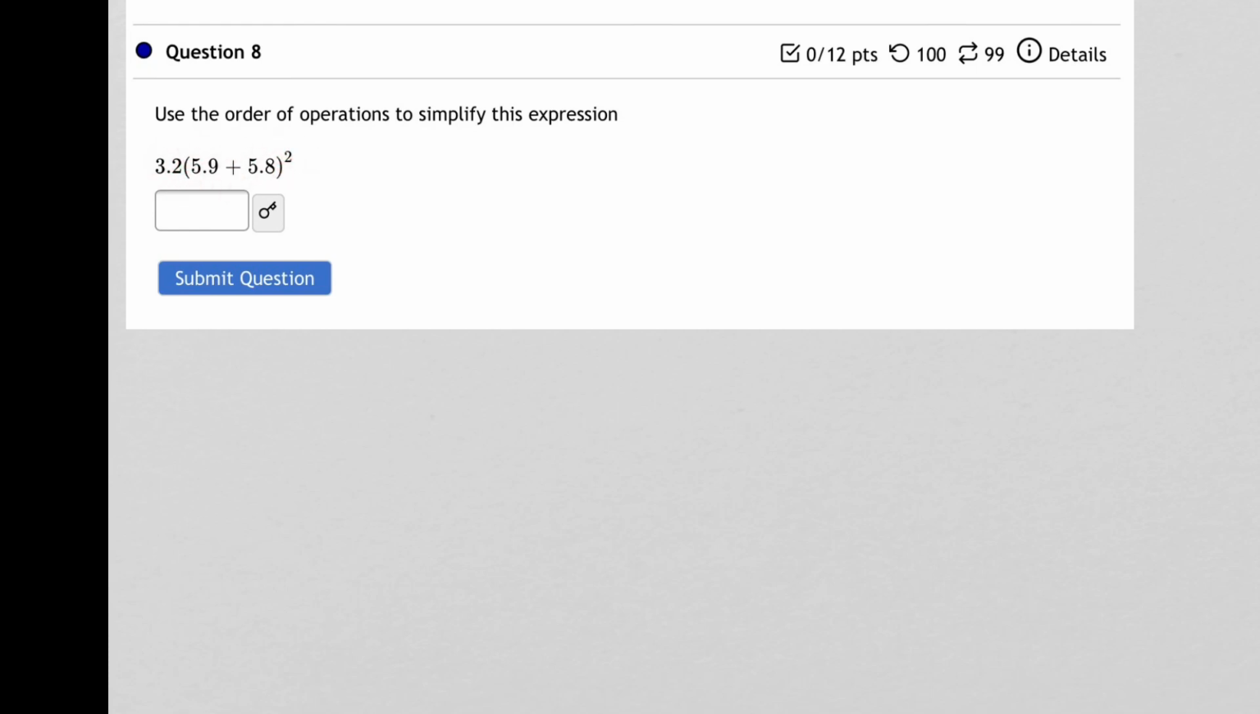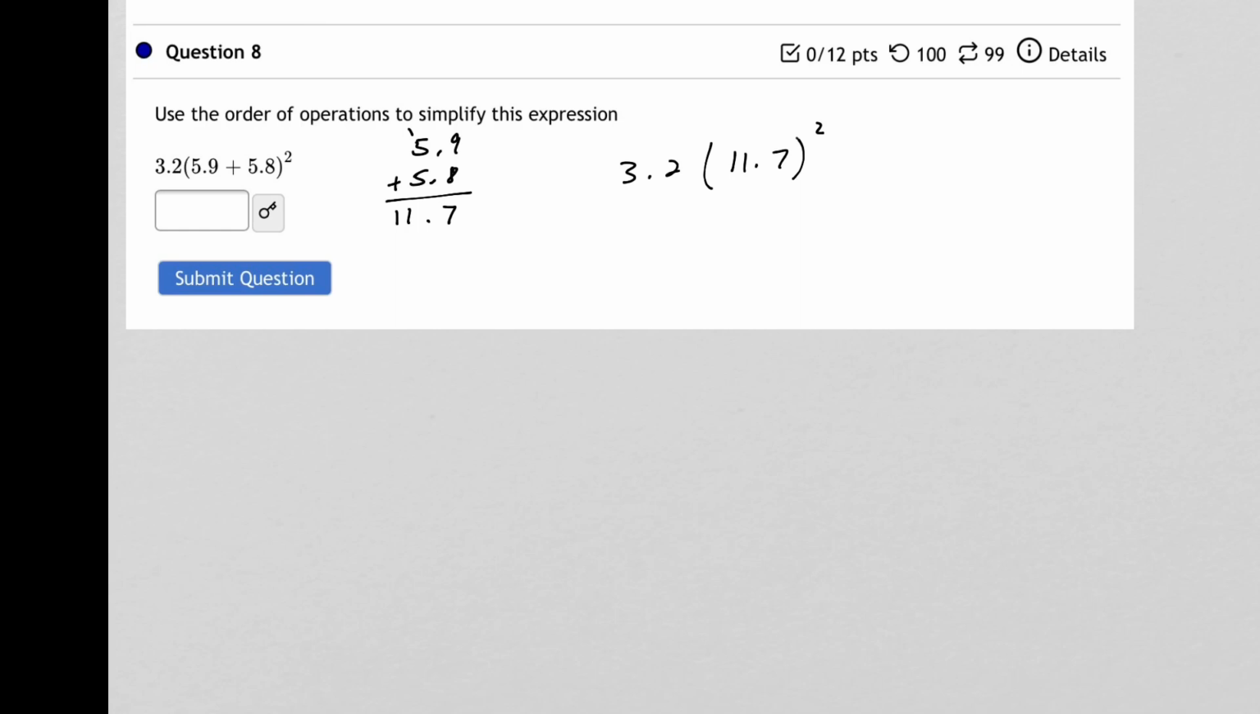So really, I need to do what's inside the parentheses first, right? So let's do that first. I'll do it right here. So let's say we have 5.9 plus 5.8. Okay, so I line up decimal points. This is what, 17, so carry the 1, and then 11. So now this problem becomes 3.2 times 11.7 squared.